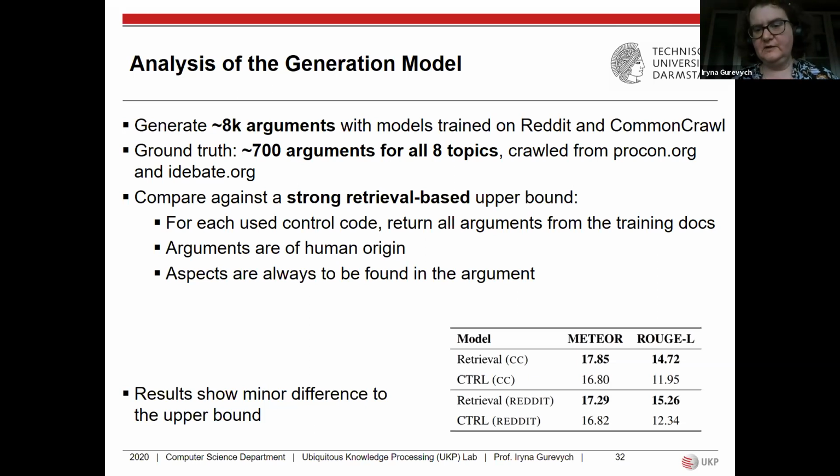In the results, which is the table depicted in the lower right corner, we can see that our model performs a bit worse than the retrieval-based baseline. However, this performance is still impressive in our opinion, given that our model is a fully automatic one. So it shows the strength of our architecture. And it also shows the success in generating sound aspect-specific arguments with our approach.